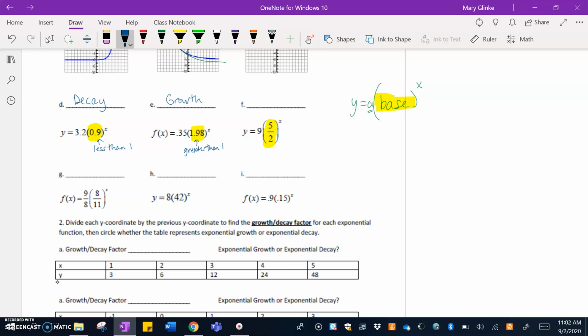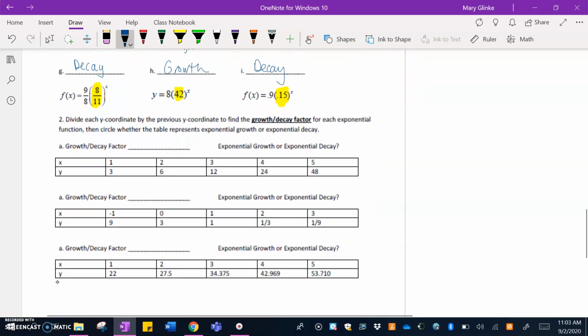For F, 5/2, we have to be careful with this one. We have to turn it into a decimal to kind of compare it. 5/2 is 2.5. Since it's bigger than 1, that is going to be growth. G, 8/11, that is smaller than 1, so that is going to be decay. For H, 42 makes it a growth. And for this last one, I, 0.15 makes it decay.